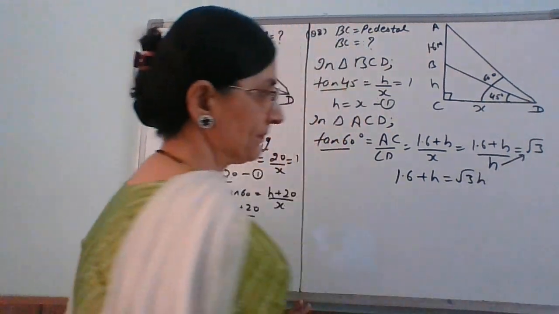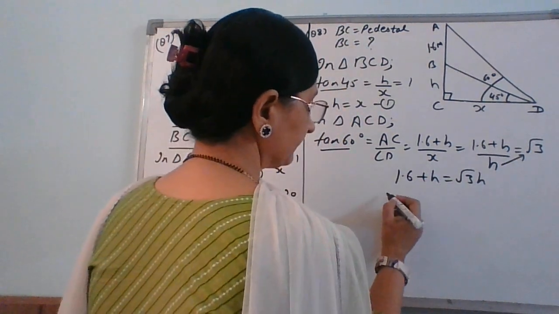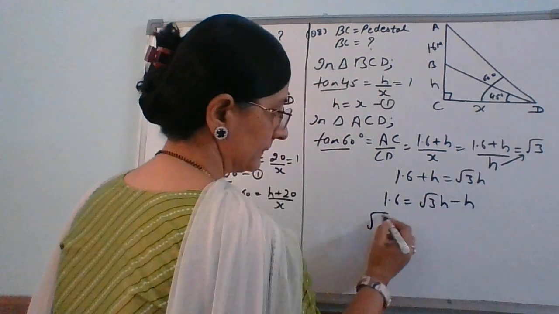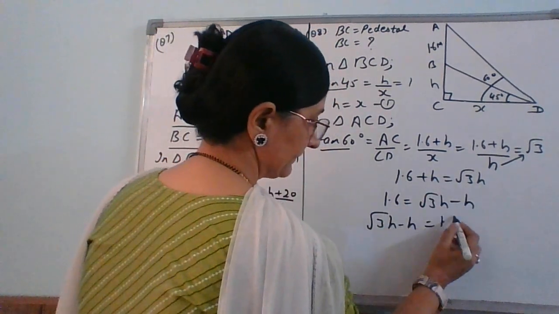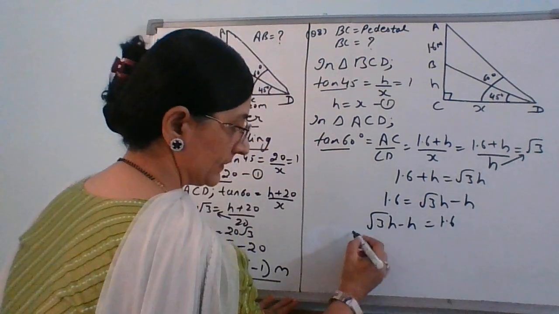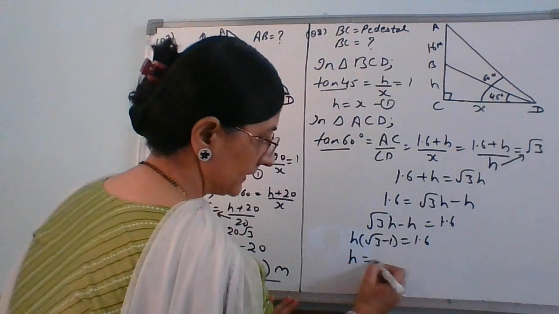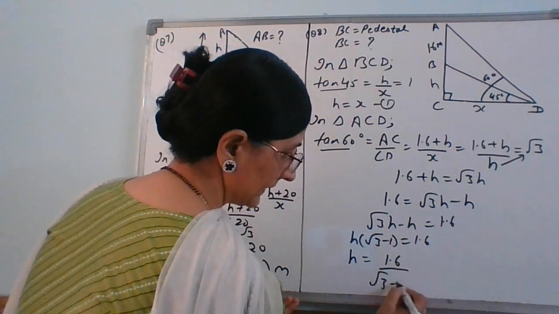Cross multiply, right. Take h to one side. 1.6 is equal to root 3h minus h. h went over there, let us write it this way, right? So take h common, what came inside: root 3 minus 1, 1.6. Now to find h, 1.6 upon root 3 minus 1.